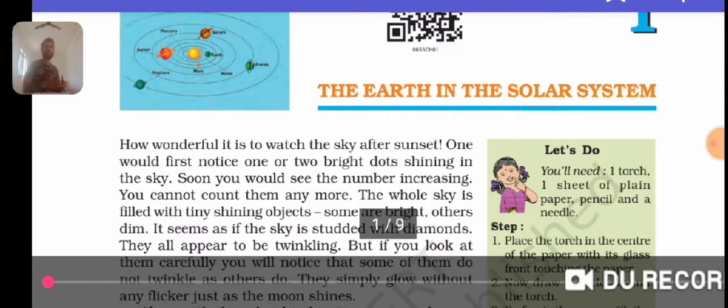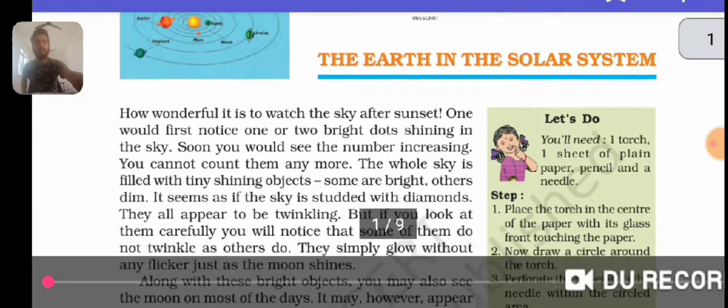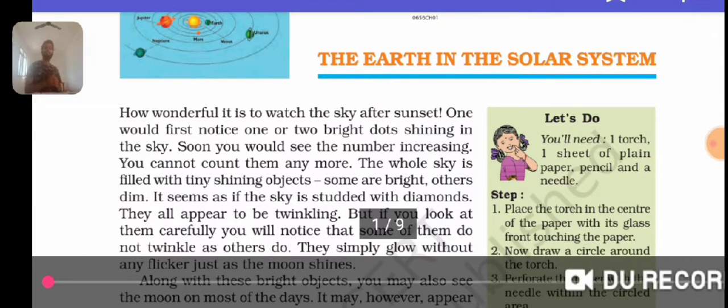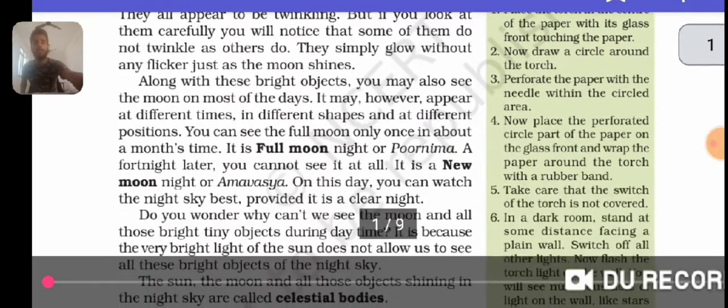The solar system consists of the moon, comets, asteroids, meteoroids, dust, planets, and gases. There are 8 planets in the solar system. The names of the planets are Mercury, Venus, Earth, Mars, Jupiter, Saturn, Uranus, and Neptune. The Sun is the center of the solar system.